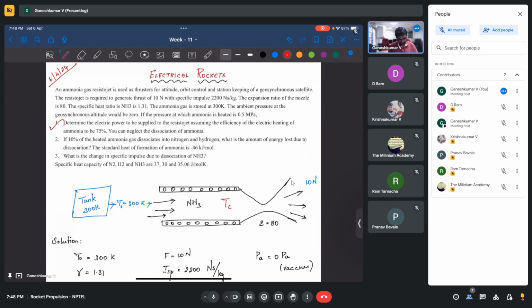It's a lot of algebra, but okay. So we found the electric power.